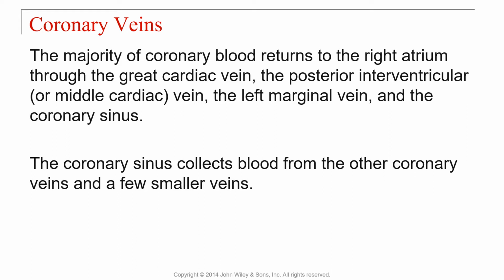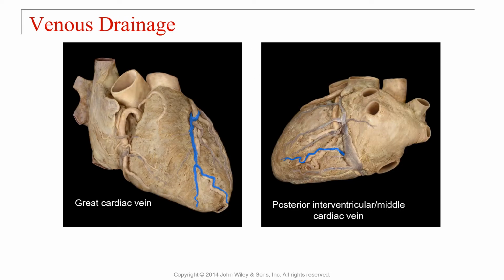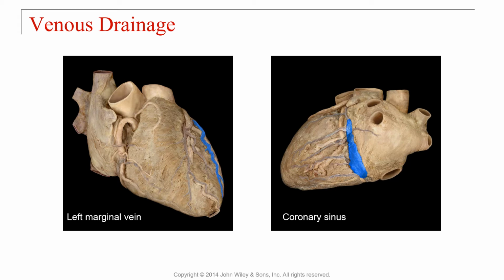So the majority of coronary blood returns to the right atrium through the great cardiac vein, the posterior interventricular or middle cardiac vein, the left marginal vein, and the coronary sinus. Coronary sinus collects blood from the other coronary veins and a few smaller veins as well. So here we have our great cardiac vein, posterior interventricular vein, which is also known as the middle cardiac vein, the left marginal vein, and the coronary sinus.